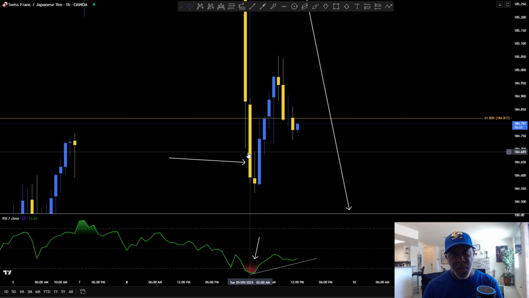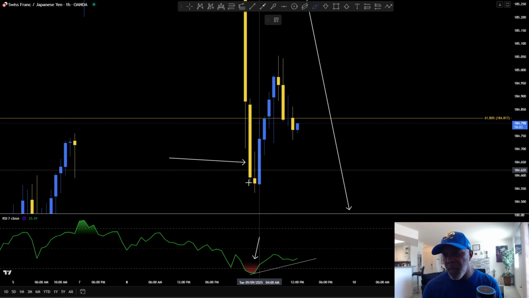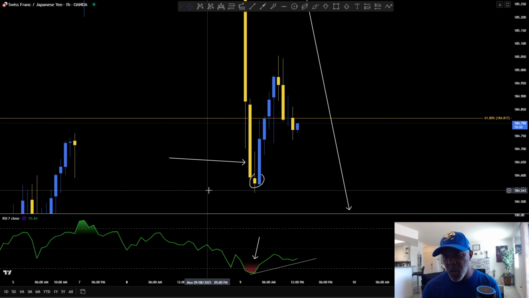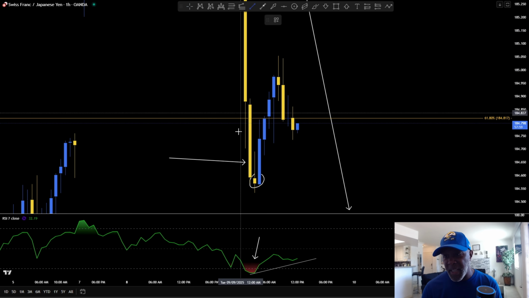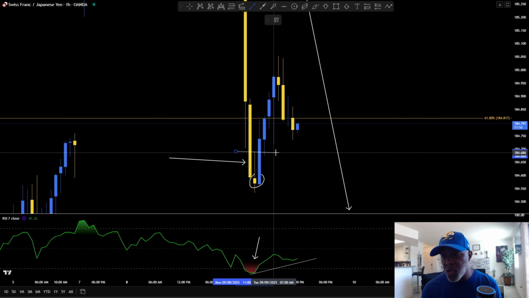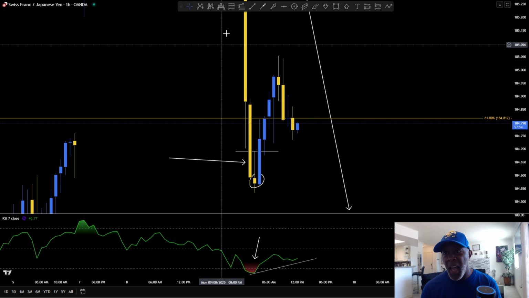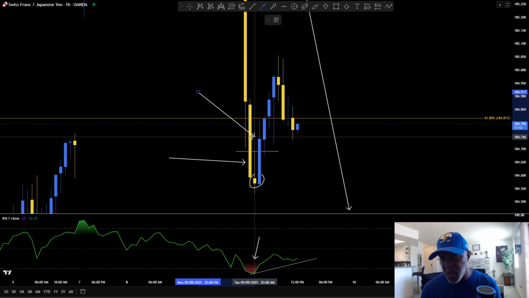Okay, bearish engulfing candle, followed by a doji. And then followed by triggering an entry. We need to close above the doji. That's our confirmation. And our entry is when it closes, which is here.